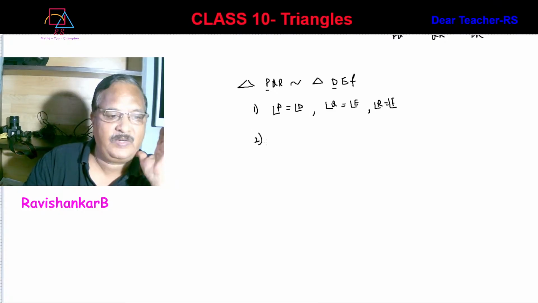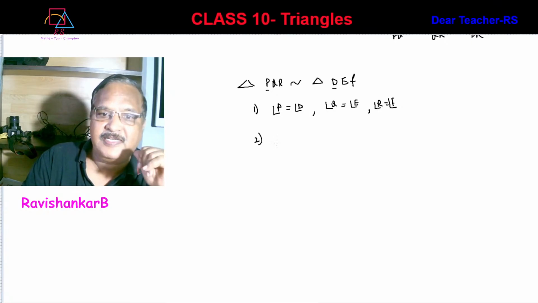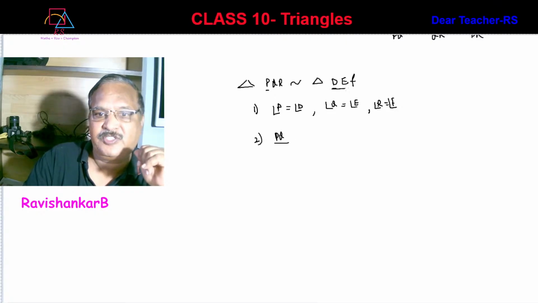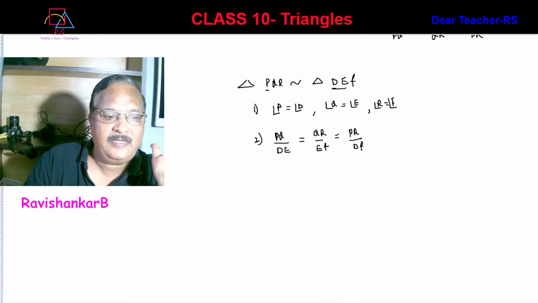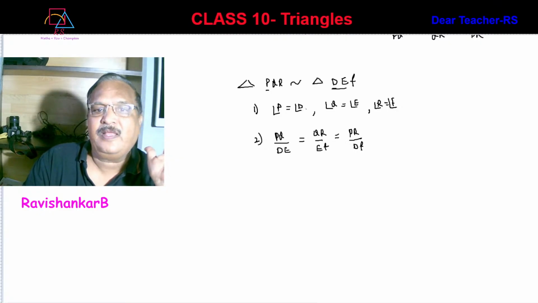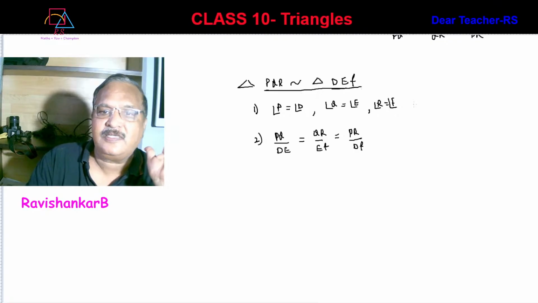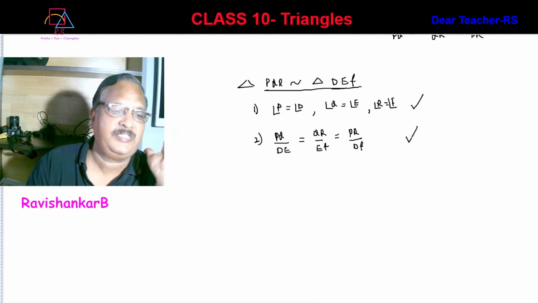This is the first case, corresponding angles are equal. So then what is the ratio of corresponding sides? First side PQ, first two letters, so here first two letters DE. PQ by DE is equal to QR by EF is equal to PR by DF. So I did not draw any diagram here. I have just written the similar triangles. So from that you can have these two results.